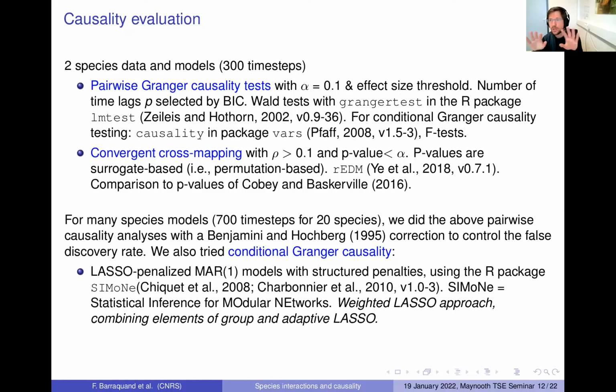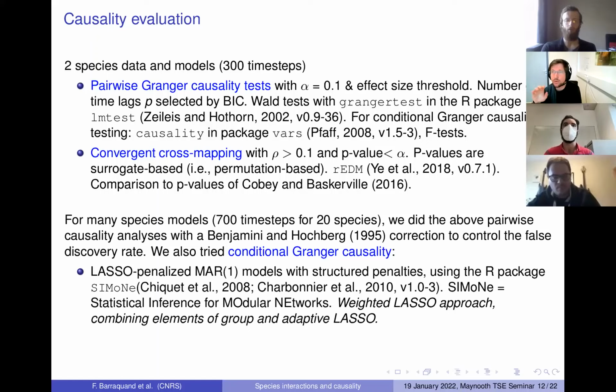If there are no interactions between the species, you should have uniformly distributed p-values. But this happens only if the model with which you simulate is exactly the model that you fit. And this is not always true. So having an effect size threshold allows us to weed out those statistically significant effects with very, very small effect sizes. That's the main reason why.